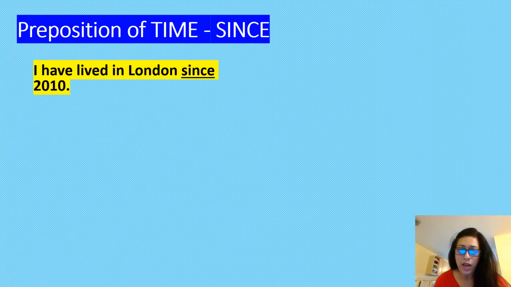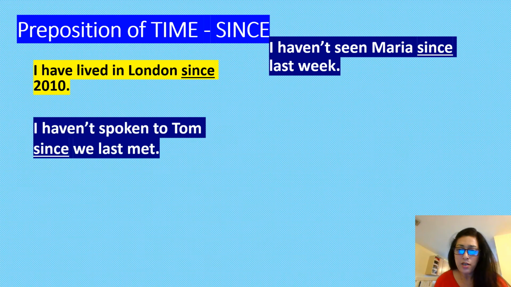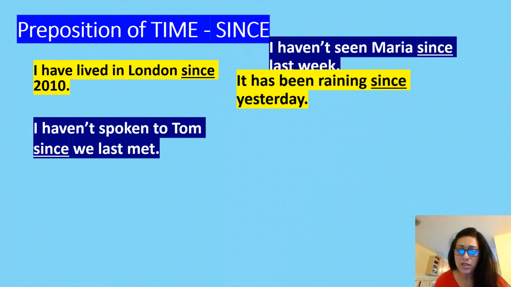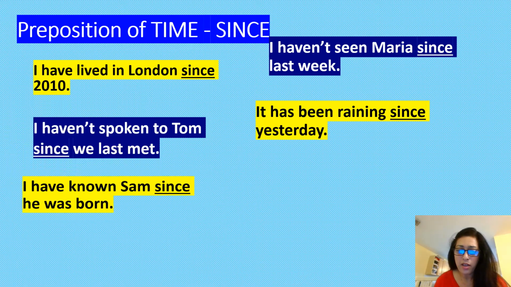Now, apart from on and at, we also have since and a few more prepositions of time. Since is used for extended time. For example, I have lived in London since 2010. I haven't seen Maria since last week. I haven't spoken to Tom since we last met. It has been raining since yesterday.